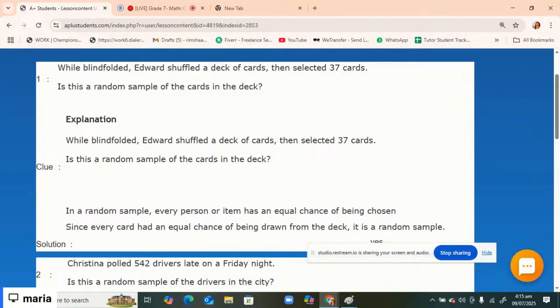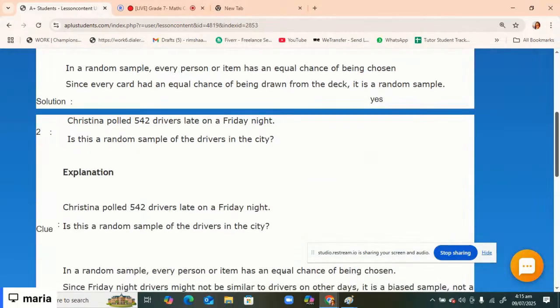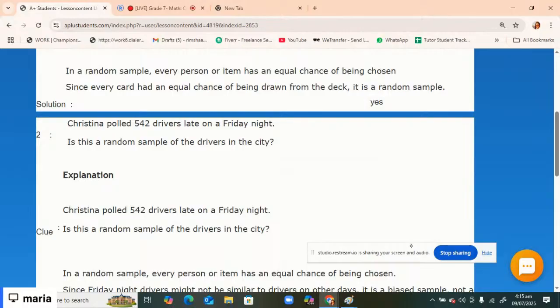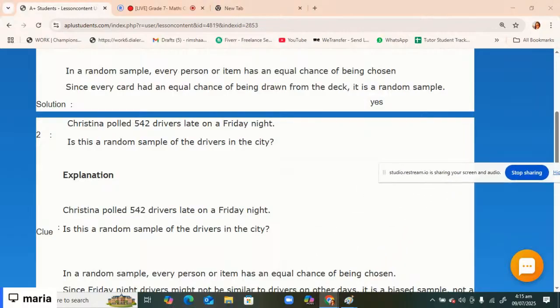All right, then now let's discuss the next. Look at here. Christina pulled 542 drivers late on the Friday night. Is this a random sample of the drivers in the city? 542 drivers late on the Friday night.